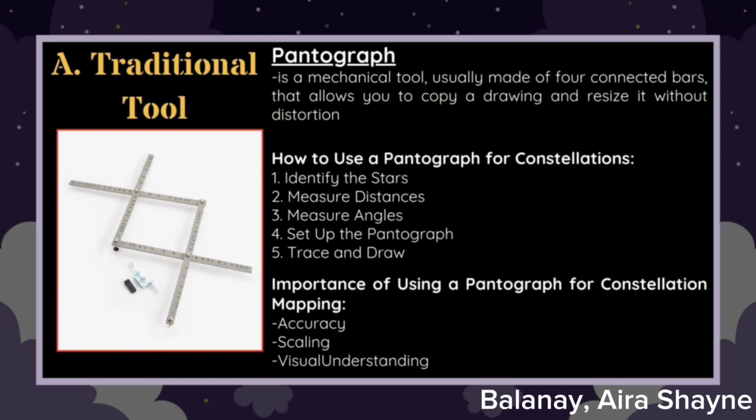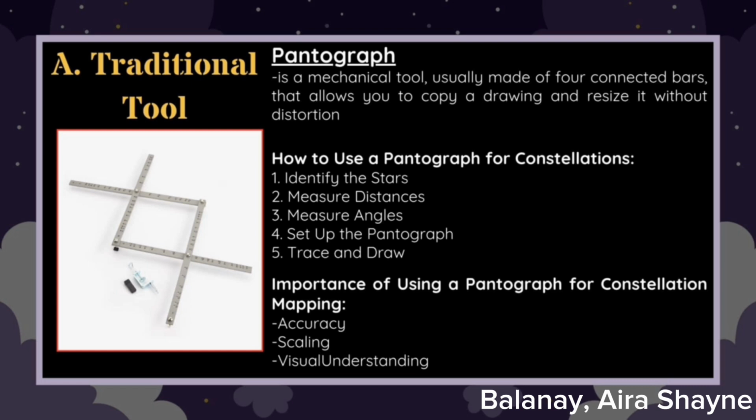Second one is scaling. One of the main advantages of using a pantograph is the ability to scale the constellation up or down. This is especially useful when creating star charts, illustrations, or models that need to fit specific sizes or proportions, whether you're enlarging a small constellation for clarity or shrinking a large one for compactness.